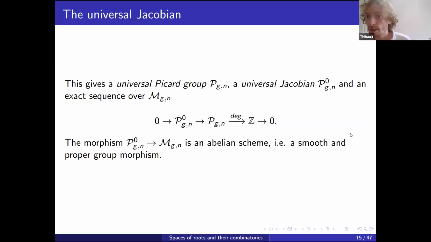And this works well with respect to families of curves. So we also get a universal Picard group for the universal curve of MGN bar and a universal Jacobian, which you should think of as a family of abelian varieties. So it's an abelian scheme over MGN. Right, so as a morphism, this is smooth, and all of the fibers are proper groups.